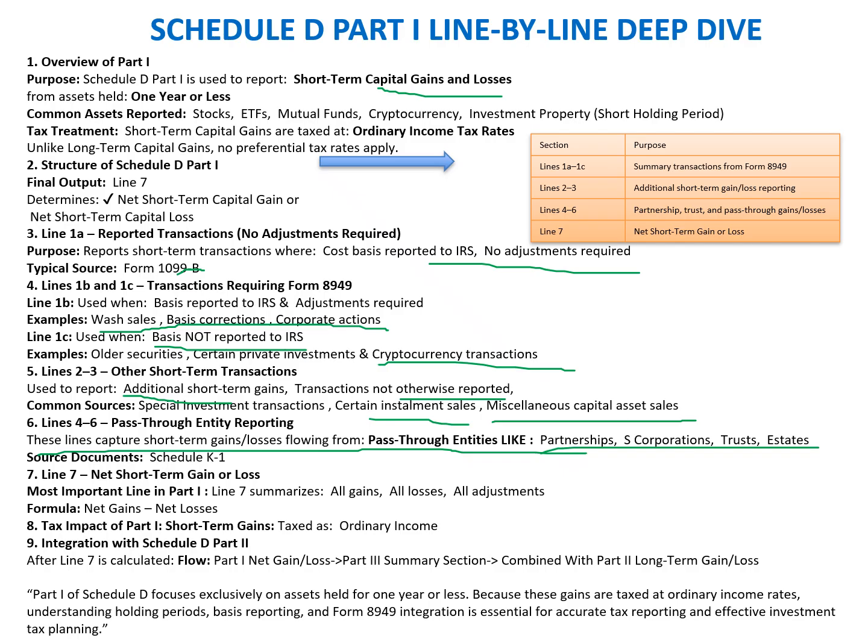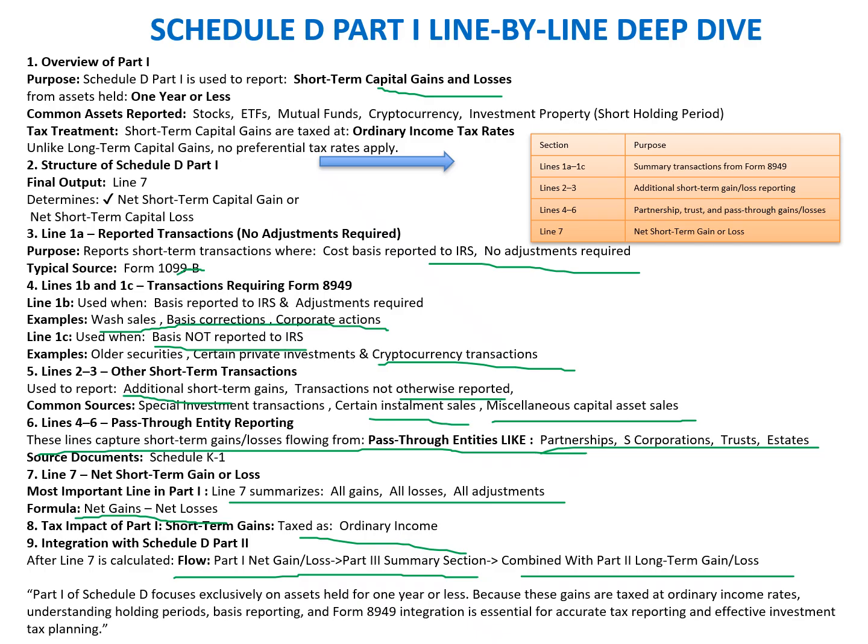Line 7 is the net short-term gain or loss, and the most important line in Part 1. Line 7 summarizes all the gains or losses after all the adjustments. The formula is net gains minus net losses. The tax impact is that short-term capital gains are normally taxed as ordinary income. After line 7 is calculated, it flows into the Part 1 net gain or loss. It flows into the Part 3 summary, which is combined with Part 2 to report the final amount of the capital gain for that particular financial year.